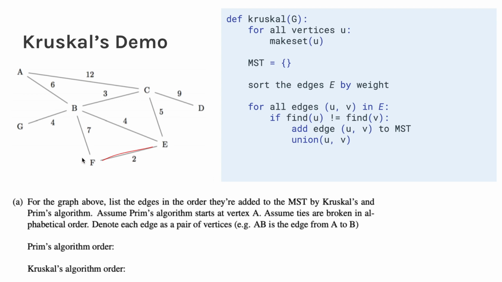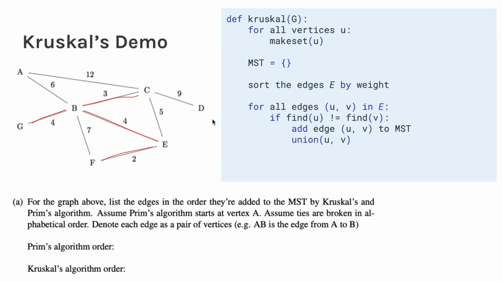So we add EF because that's the smallest edge. Next smallest would be BC. Next smallest would be BE or BG, alphabetical order, so we're going to do BE. And then the next smallest now is BG. Now we're looking at 5, that'd be the next smallest, but if we call find of C and find of E, they're part of the same connected component. See, they're already part of the MST, so we're not going to connect them, right? And connecting them would create a cycle.